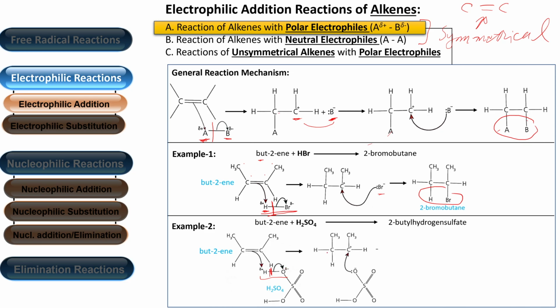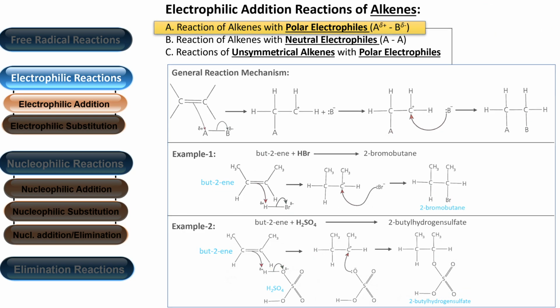So this is the hydrogen which has made a bond with the carbon, and carbon is now carrying a positive charge because it lost its covalent bond. This oxygen will give this lone pair of electrons to the carbon and make a bond with the carbon. And this is what you get at the end. So there's a bond between the oxygen and the carbon. Sulfuric acid has actually become a part of this molecule, and that molecule is called 2-butyl hydrogen sulfate. So again, we have an alkene being converted into an alkane because of the electrophilic addition reaction.